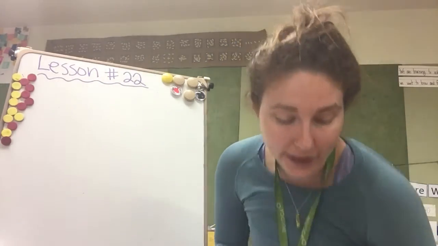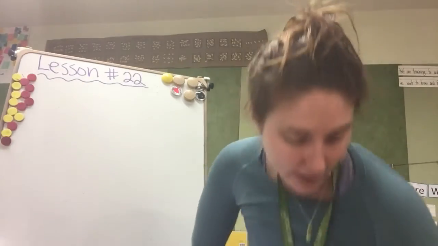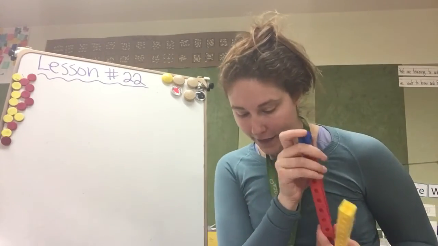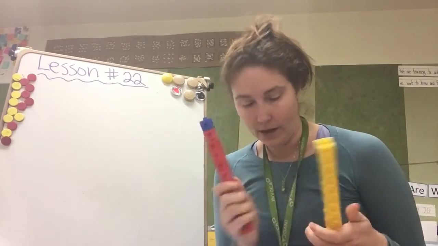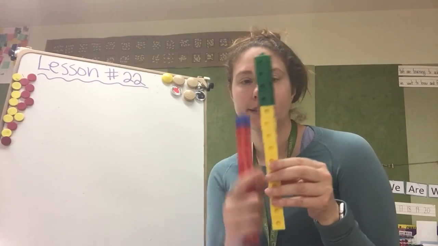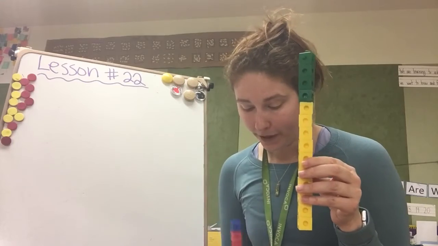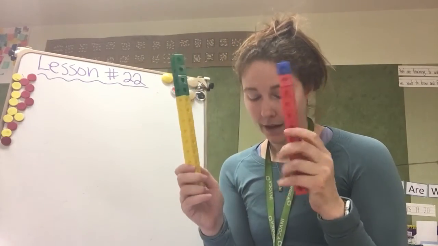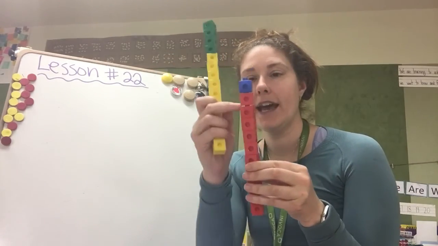Okay, so let's do a different combination. Partner A in this one has a tower of 14, 10, 4. Partner B has 11, 10, 1.